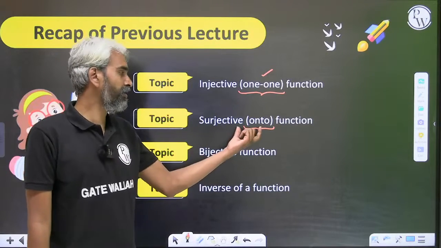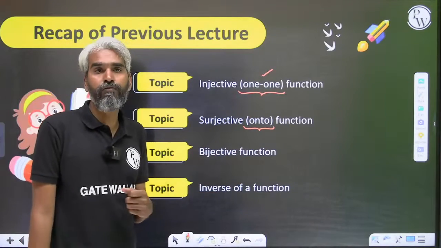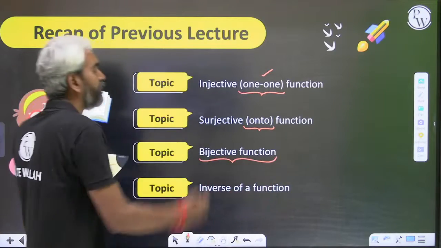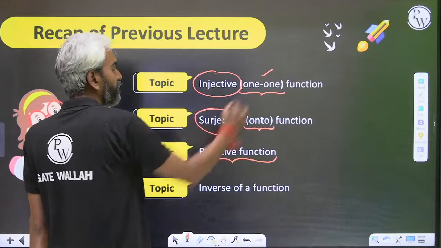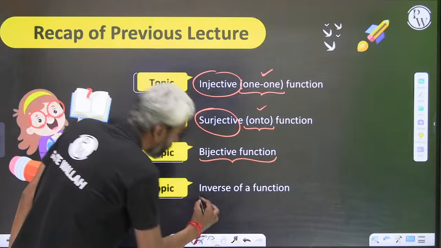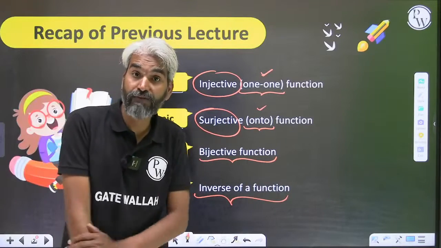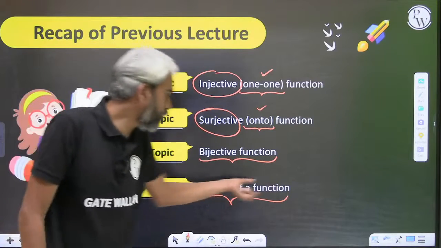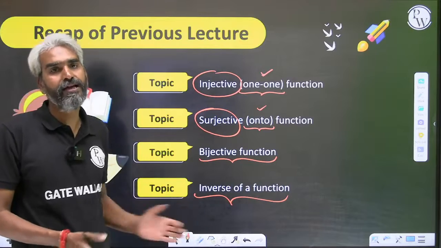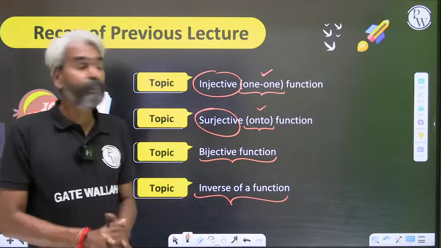We have also understood the different cases related to the number of onto functions. Then a bijective function is nothing but a function which is injective as well as surjective, that is, a function that is both one-one and onto will be called a bijective function. If a function is bijective, then an inverse function is possible for that function, and we also learned how we can obtain the inverse function for a given function, provided our function is bijective.